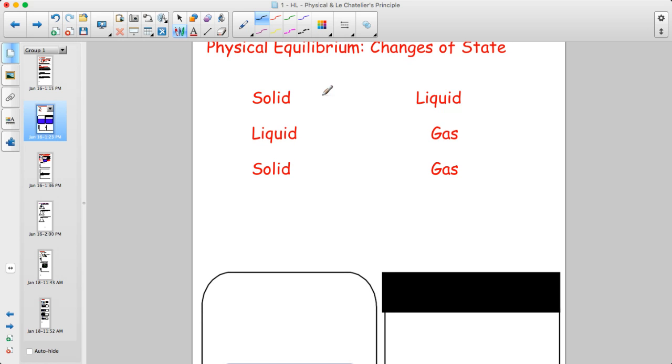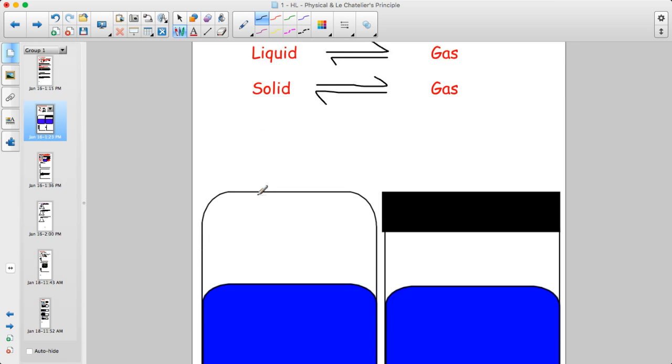Okay, so you can have equilibriums between solid and liquid, which would be melting and freezing equilibrium. You can have equilibrium between liquid and gas, which would be vaporization and condensation. And you can have it between solid and gas, which would be sublimation and deposition. So any of these can occur.